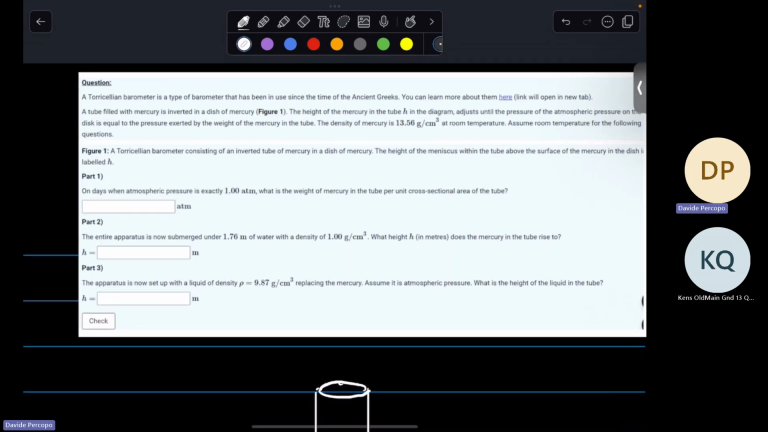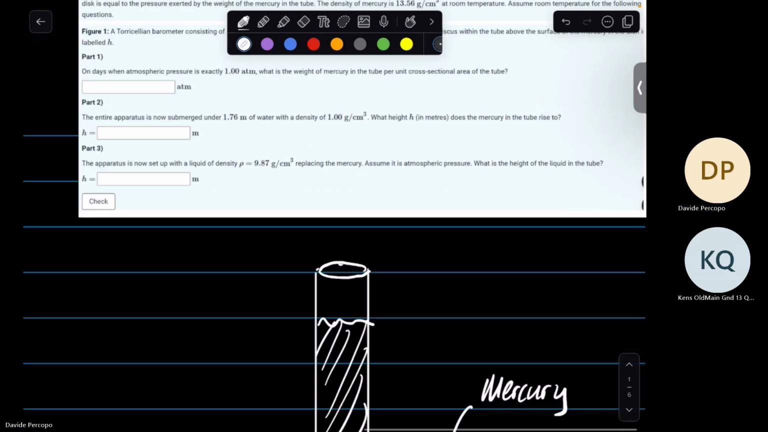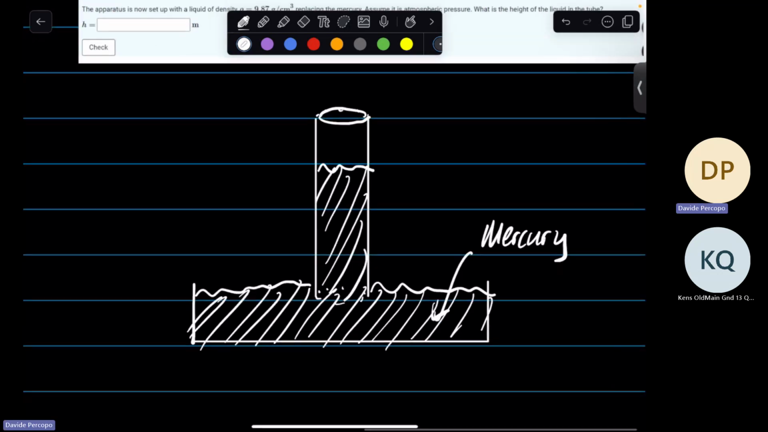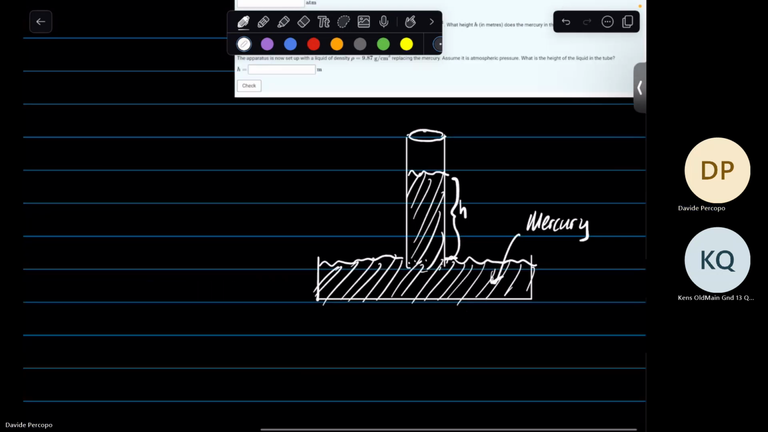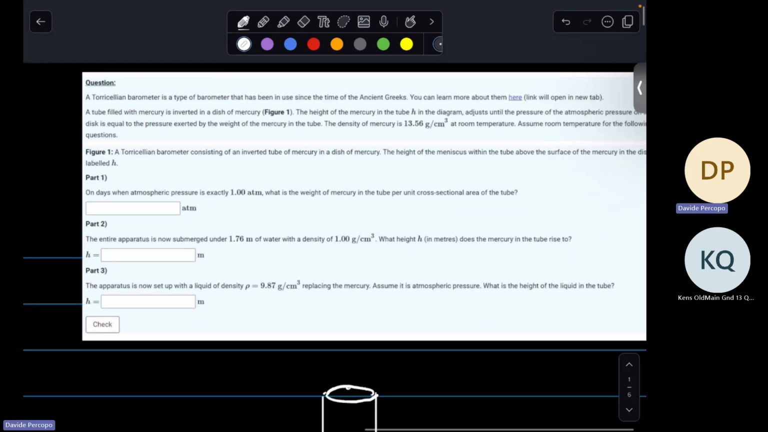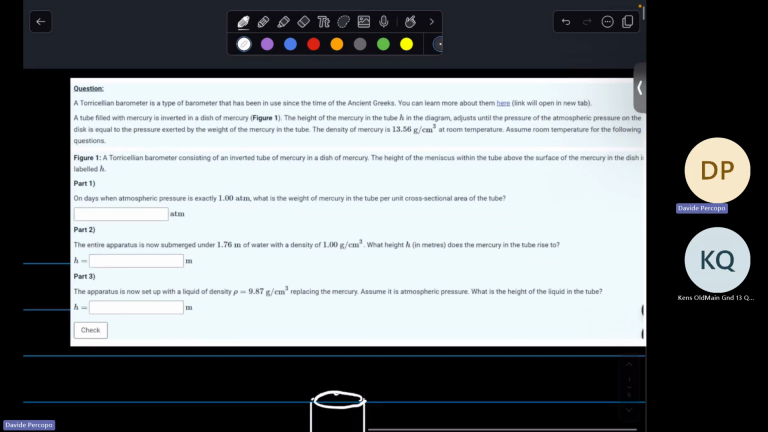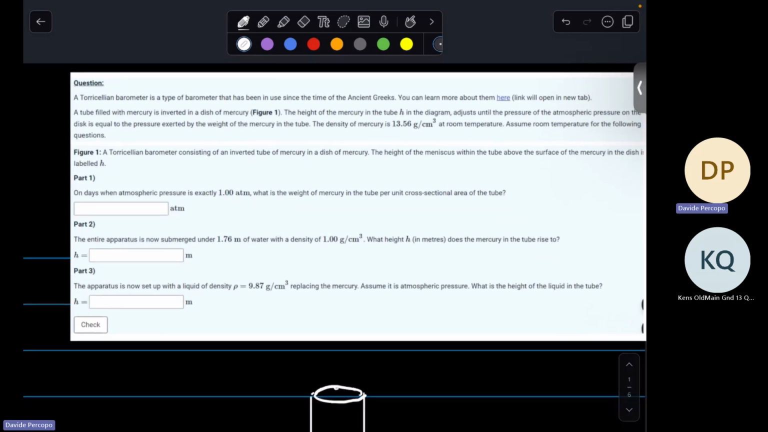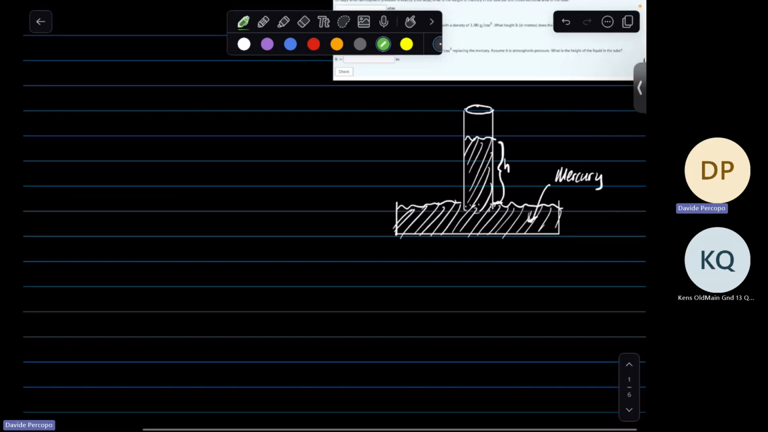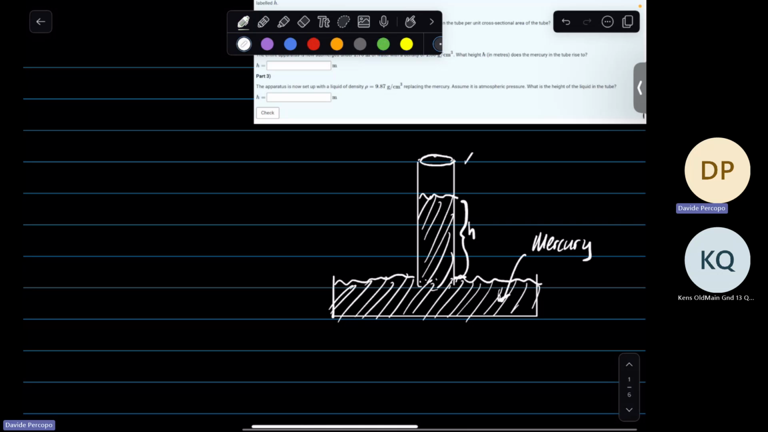Love you, Tom. Okay, so this is mercury, and it's up to a height. Let's measure the height from here, let's say, of H. Now, the height of the mercury in the tube is H in the diagram. It adjusts until the pressure, this is the important part, until the atmospheric pressure on the dish is equal to the pressure exerted by the weight of the mercury in the tube. Just to say dish and tube. This is the tube. That is the dish.